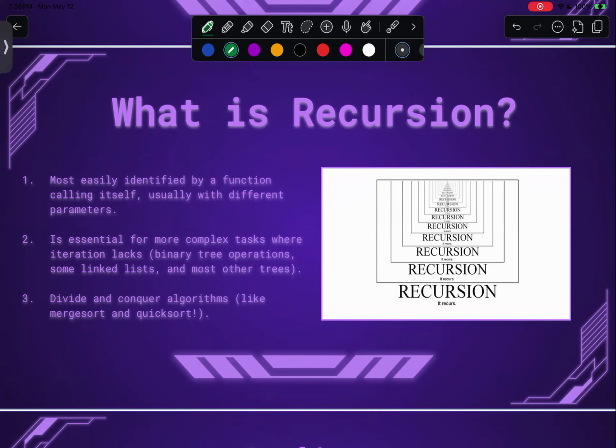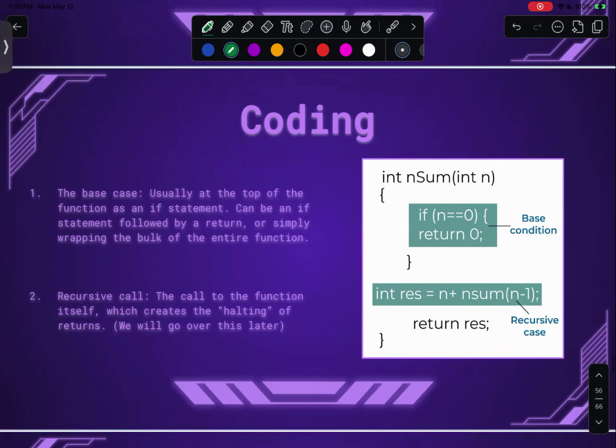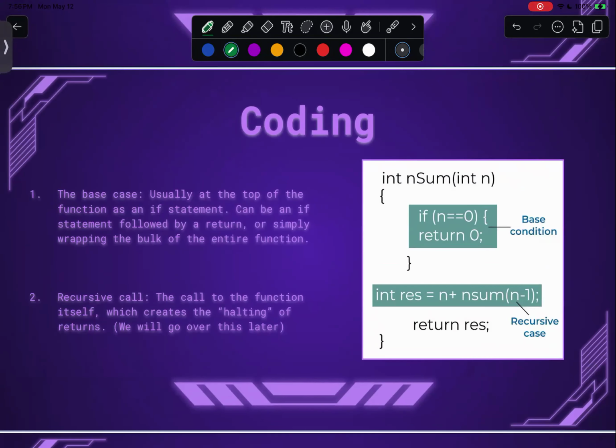Recursion also uses divide and conquer algorithms like merge sort and quick sort, as you know. When you're coding it, you need a base case, which is usually at the top of the function as an if statement, followed by a return or simply wrapping up the bulk of the entire function. It just makes sure you don't keep going infinitely. But if the base case isn't true, you do a recursive call, which is just moving forward to the next one, like the next incrementation. Everyone okay with that?